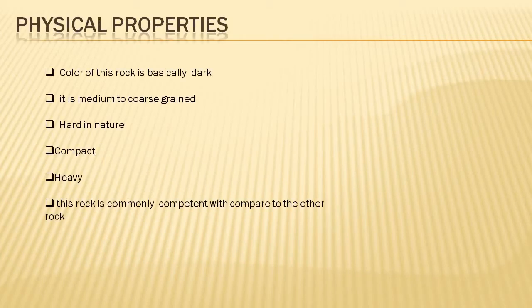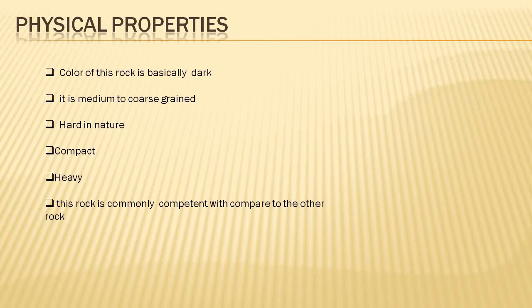Now we will discuss the physical properties of the gabbroic rock. The physical properties of the gabbroic rock basically depend on the color of the rock. It is the dark color of the Gabbro. It is medium to coarse grained in nature due to the slow cooling of magma, and also due to the slow cooling of magma it is hard, compact and heavy in nature.